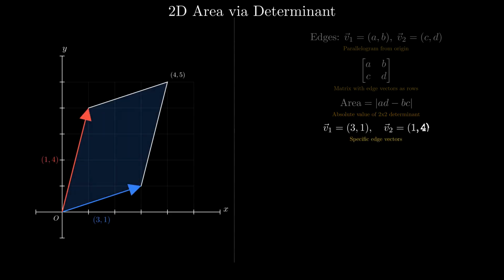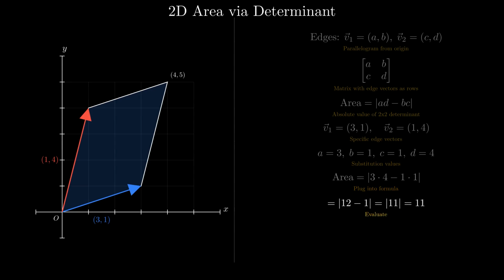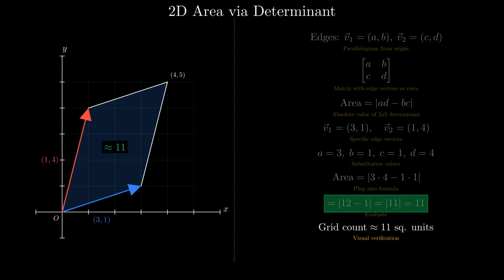Remember that parallelogram from the start? Its edges were the vectors (3, 1) and (1, 4). Let's plug in. a equals 3, b equals 1, c equals 1, d equals 4. The area equals the absolute value of 3 times 4 minus 1 times 1. That's the absolute value of 12 minus 1, which equals the absolute value of 11, which is simply 11. You can count the grid squares inside that parallelogram, roughly 11 square units, right? It checks out perfectly.